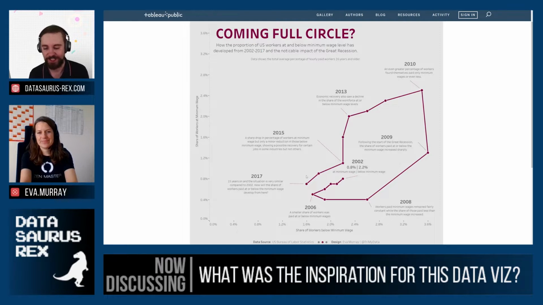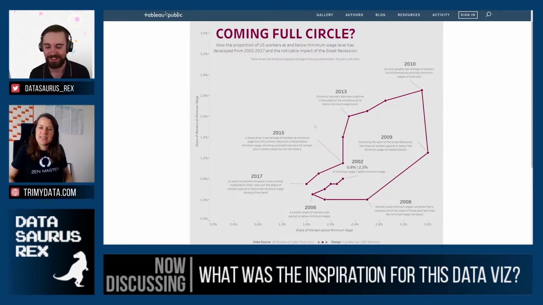Nice. It's really interesting to see. You don't see them too often, a kind of circular chart. It's not a line chart, really, is it? It's like a connected scatter plot. I don't see this too often, but it looks like there's a great story in there. So first off, what was the inspiration for this viz?